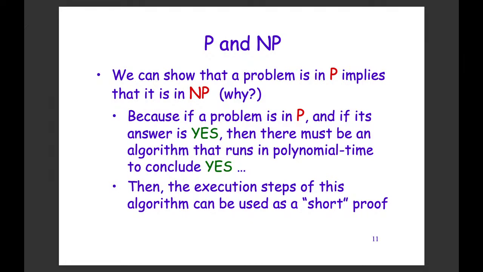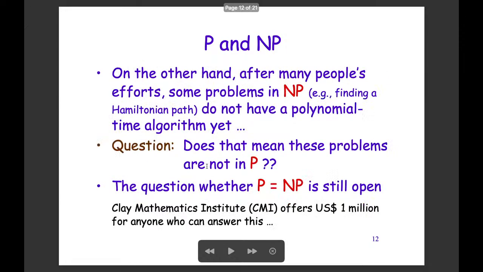Okay. So this is the execution steps of the algorithm. It's a so-called proof for this to be a yes case. So what we know here is that using set theory notation, P is a collection of problems, NP is a collection of problems, but then we see that every problem of P must be a problem in NP, so that P is a subset of NP. Is that okay?